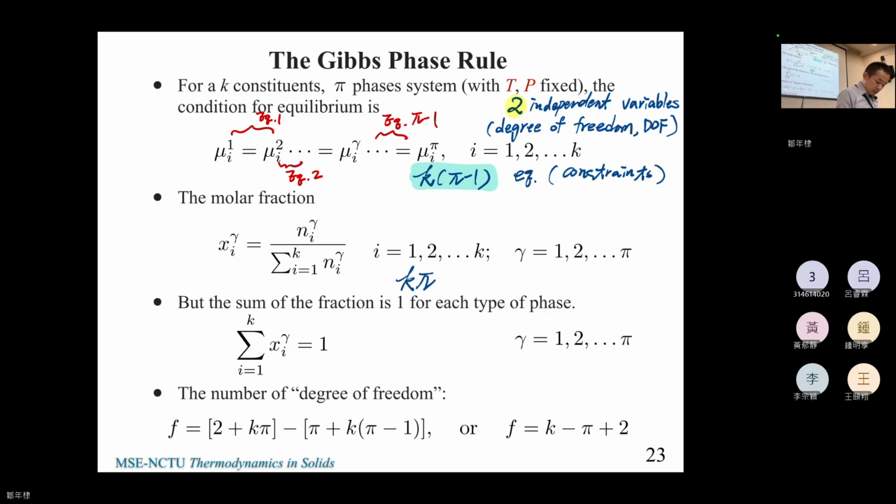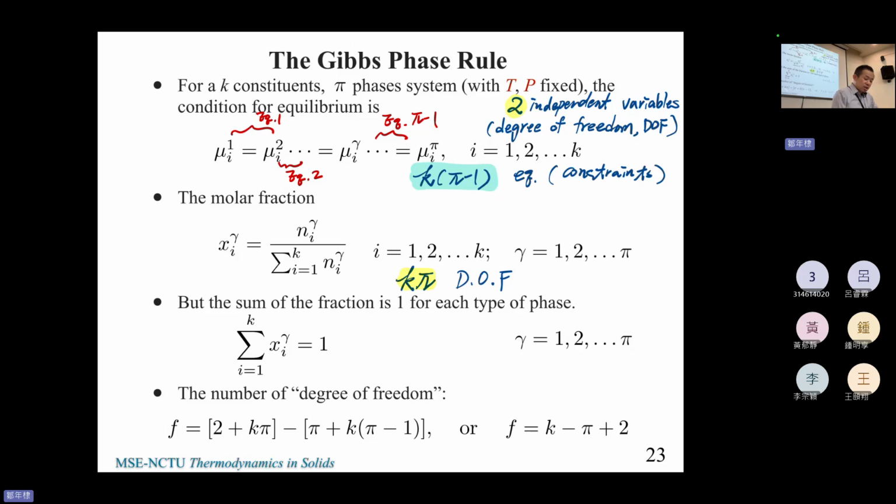The degree of freedom. Because this is your material, whatever you like, you just choose that, and then you can just make it. All right, so you can have degree of freedom K pi. You can have K, however many materials you want to add, and you can also choose each of them has its own phases, and put that into the system.